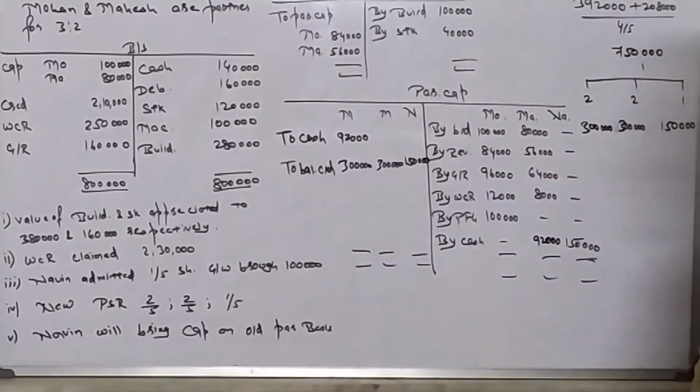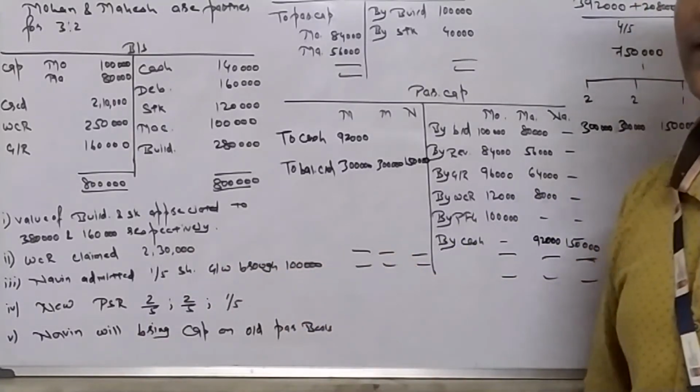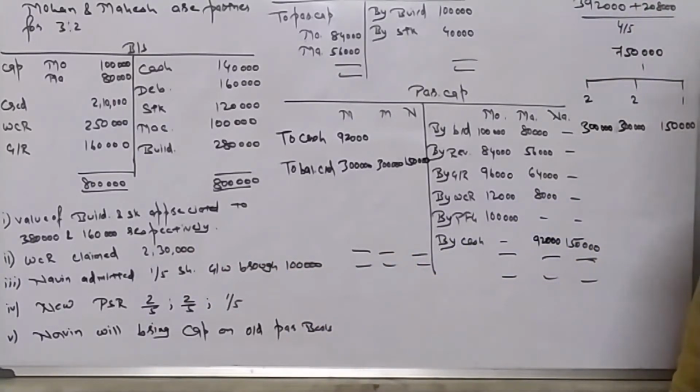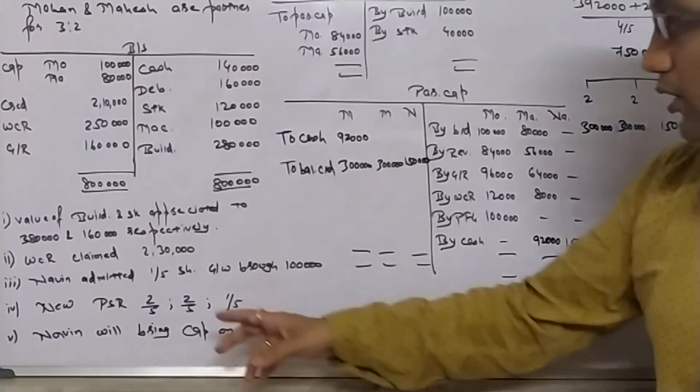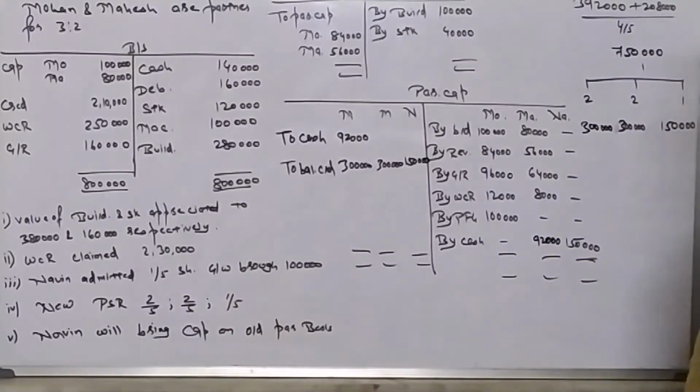Naveen is admitted for a 1/5 share. Goodwill brought is 1 lakh. His capital is not given in the question. That is what we need to find out. New PSR is 2/5, 2/5, 1/5. That is 2:2:1. Naveen will bring capital on an old partner basis.